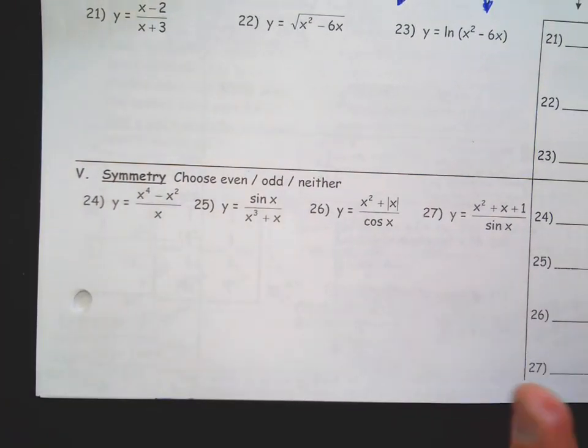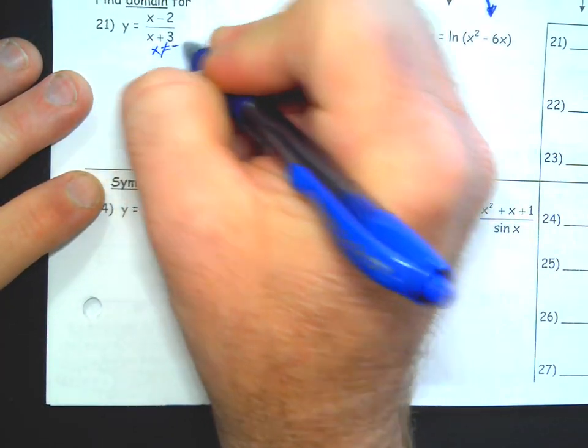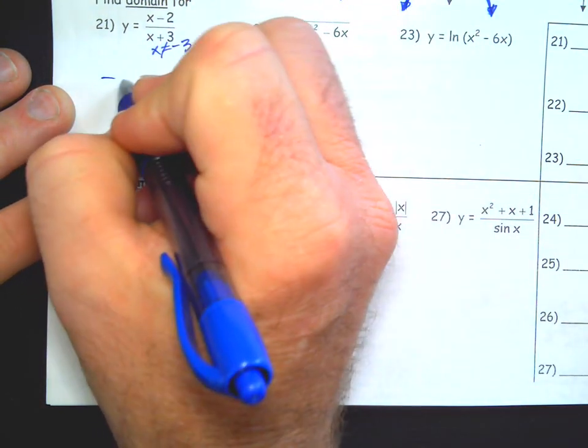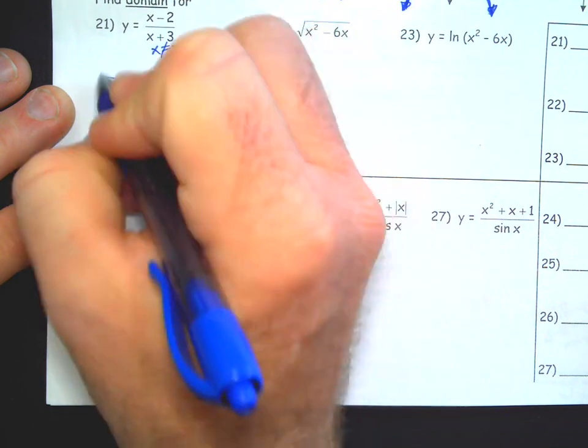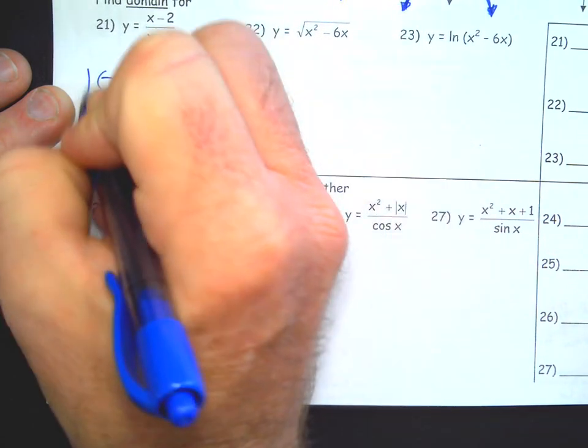Okay, domain questions. Domain, x cannot be -3. That's the only issue there. So that means that it's everything other than -3. So it's -infinity to -3, and then -3 to positive infinity. Parentheses, I need these in interval notation.